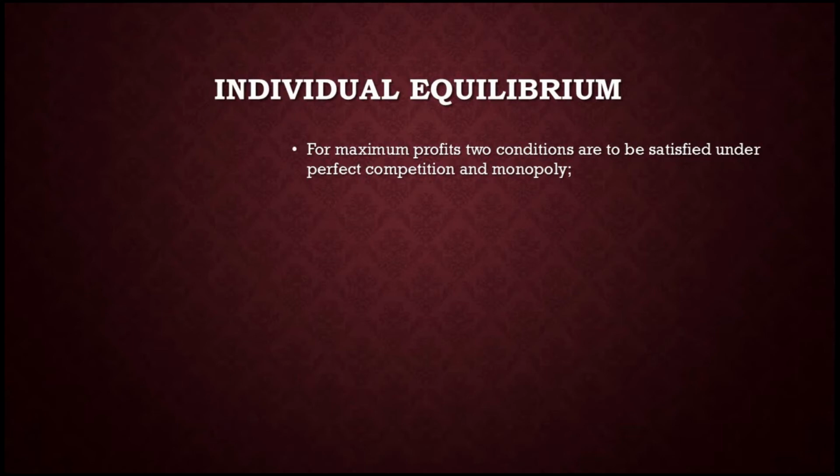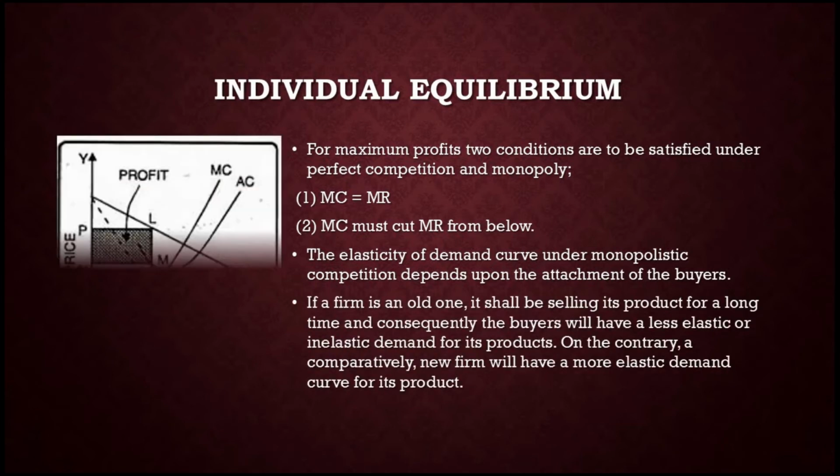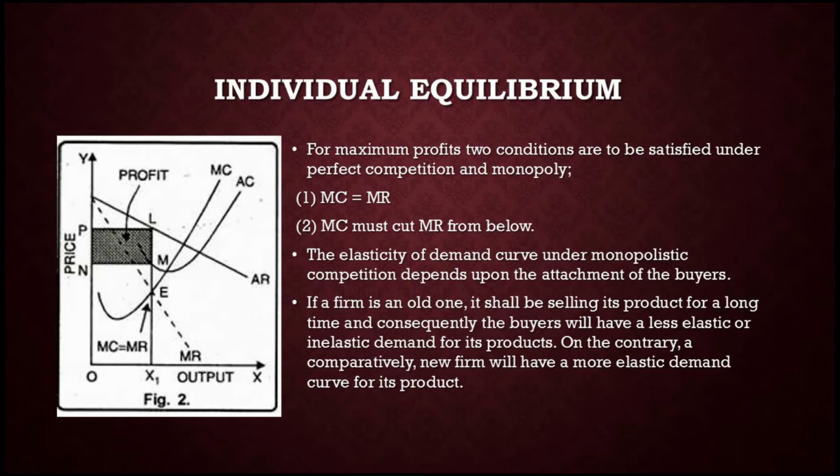For maximum profits, two conditions are satisfied under monopoly and perfectly competitive markets: MC equals MR, and MC must cut the MR from below. This is similar in monopolistic competition. The elasticity of the demand curve under monopolistic competition depends upon the attachment of the buyers. If a firm is an old one, it will have been selling its product for a long time, and consequently the buyers will have a less elastic or inelastic demand for its product.